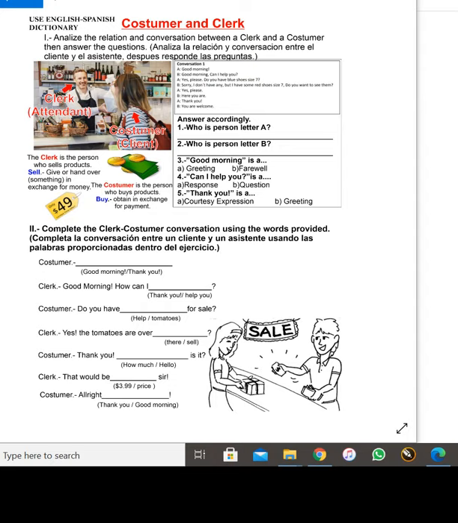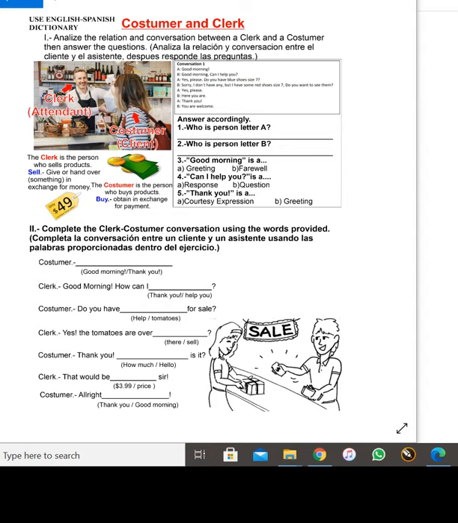So the clerk says, good morning. How can I? And then you have two options, either thank you or help you. Help, as I said before, it's an action or the duty of the clerk to the customer. So the clerk is there to help the customer get what he needs. So good morning. How can I help you?